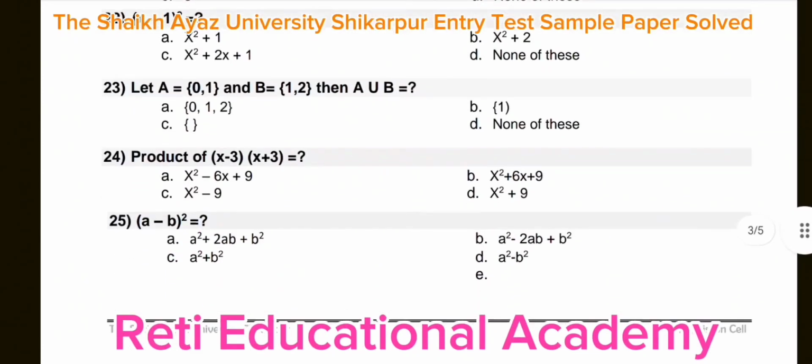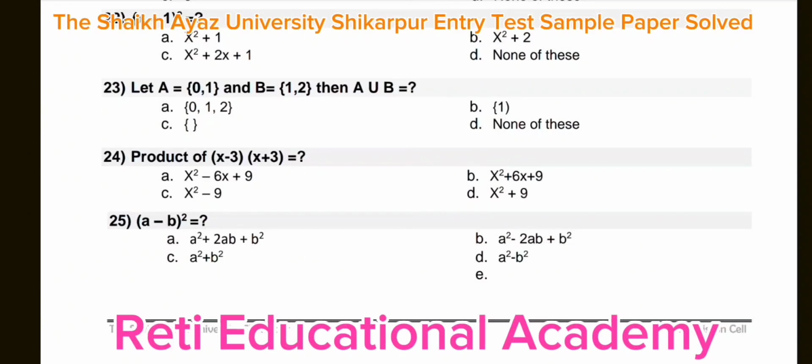Question number 24. Product of x minus 3 and x plus 3 is equal to... so you have to multiply both. You have to multiply x with x plus 3. It will be x square plus 3x. Now minus 3 will be multiplied: minus 3 with x will be minus 3x, and minus 3 into plus 3 will be minus 9. Minus 3x and plus 3x will cancel. So x square minus 9. Option C is correct.